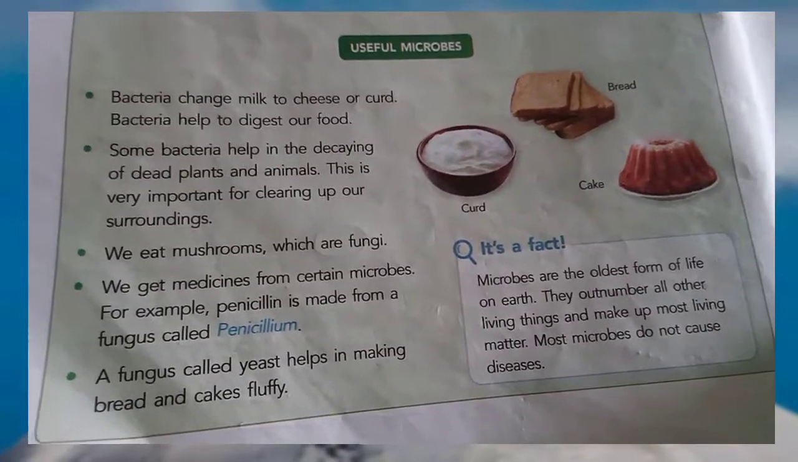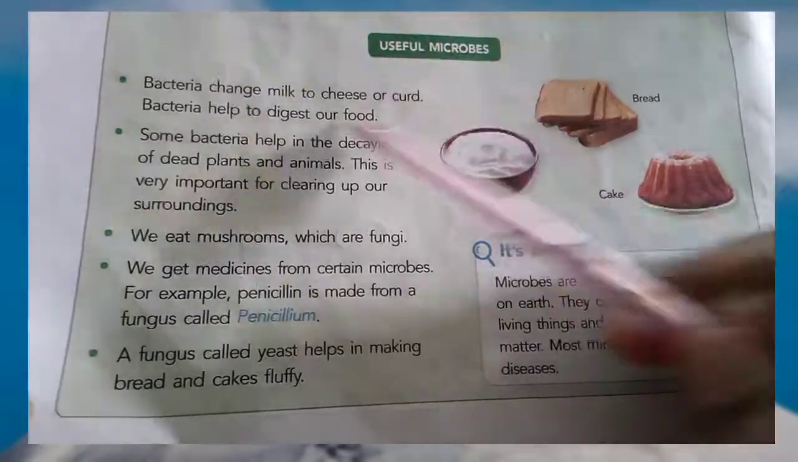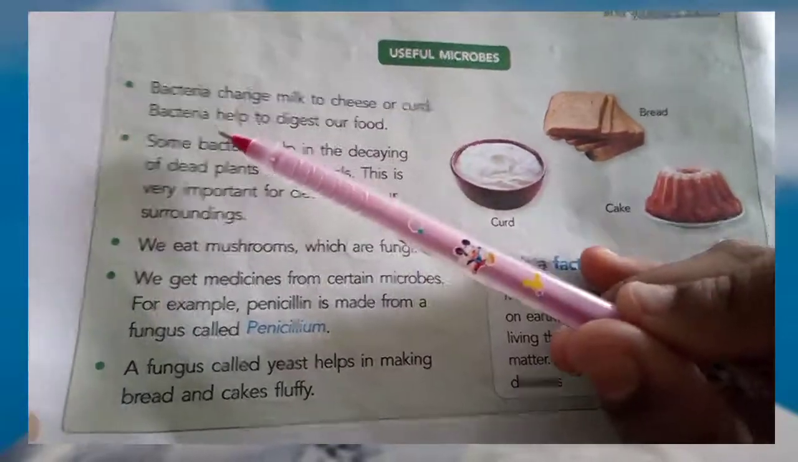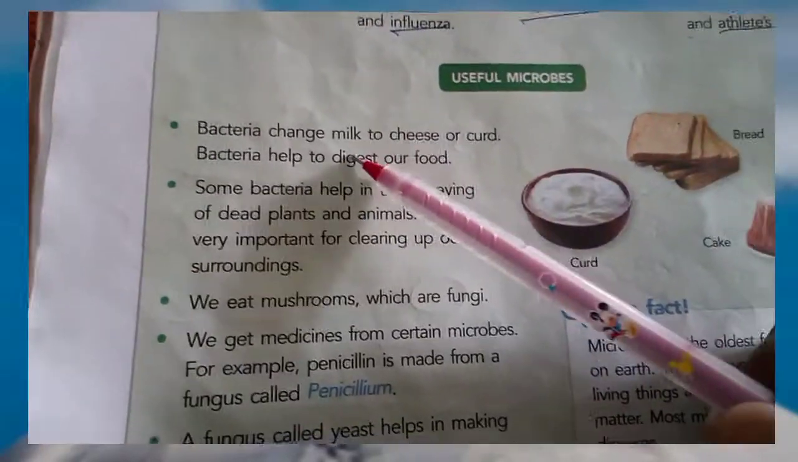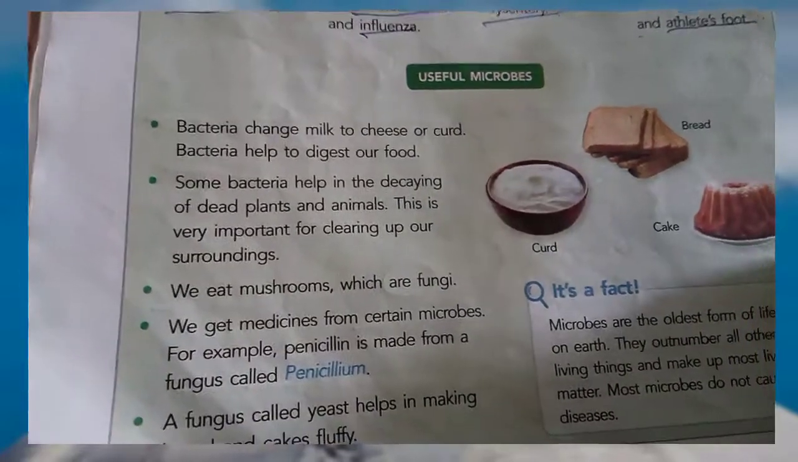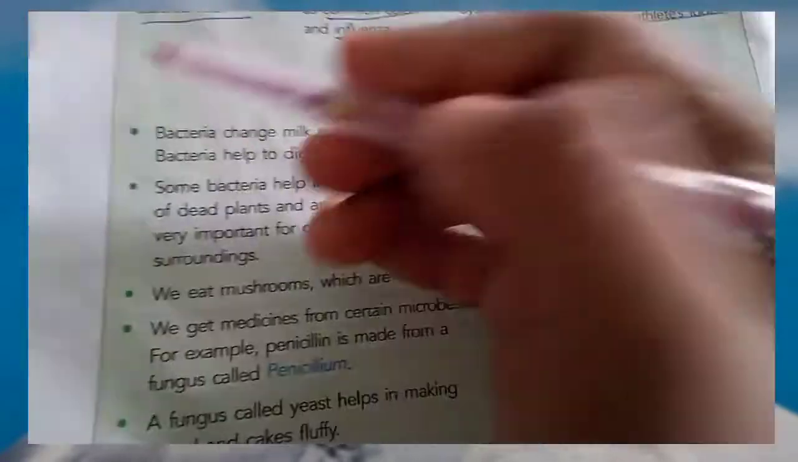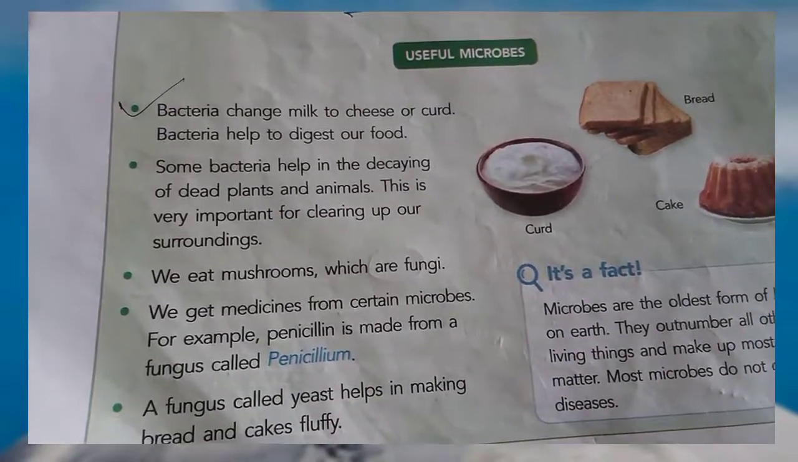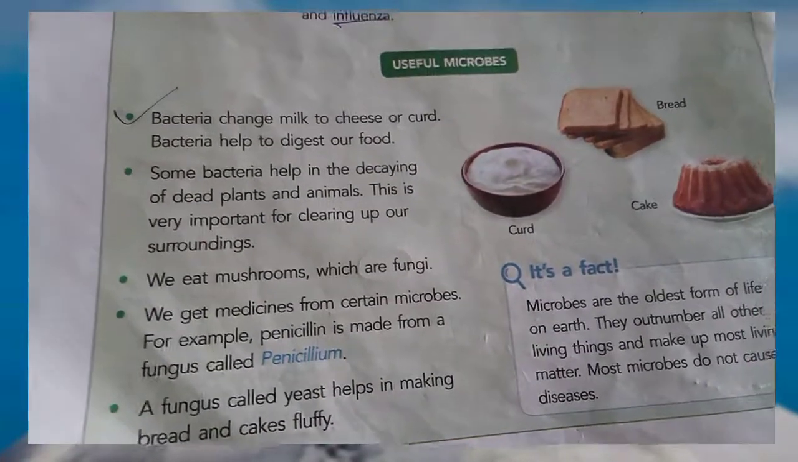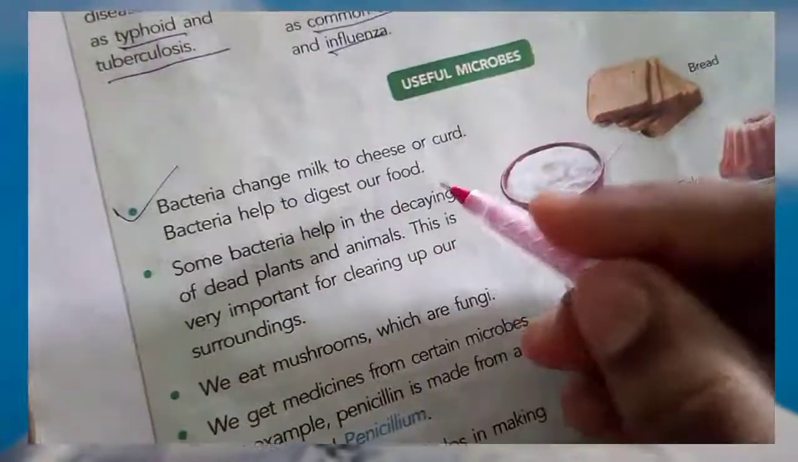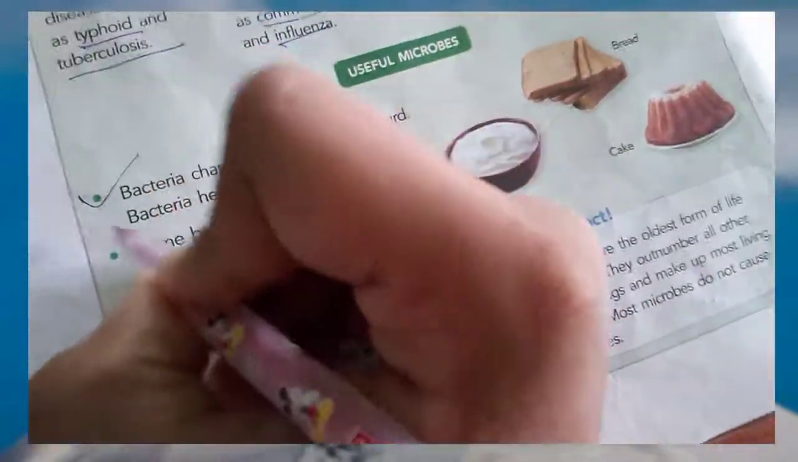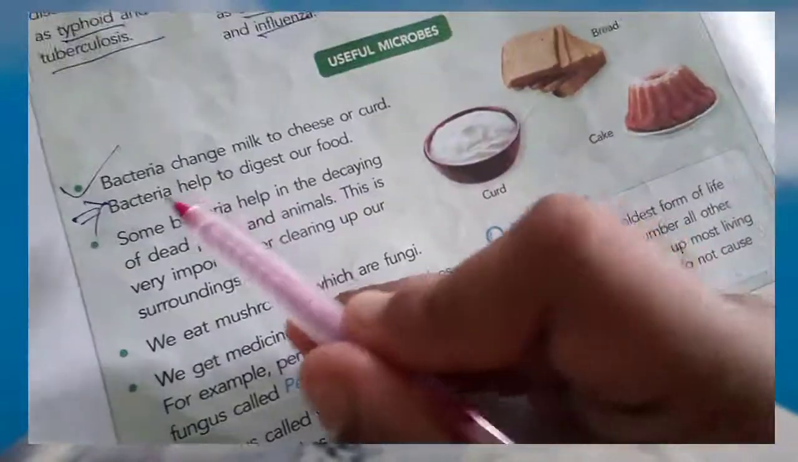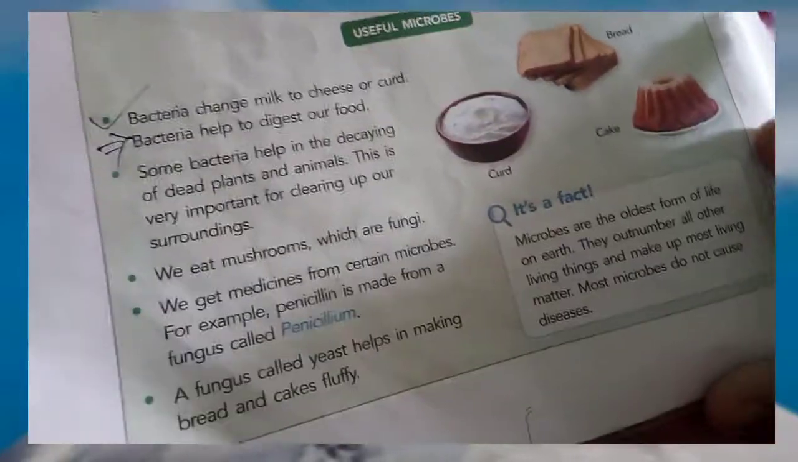So next is our useful microbes. First, bacteria change milk to cheese or curd. What did bacteria change? It changed milk to cheese or curd. Bacteria help to digest food. So what did bacteria help? This can come as a question. You have to write that bacteria help to digest our food.